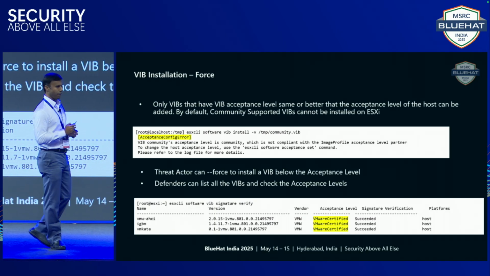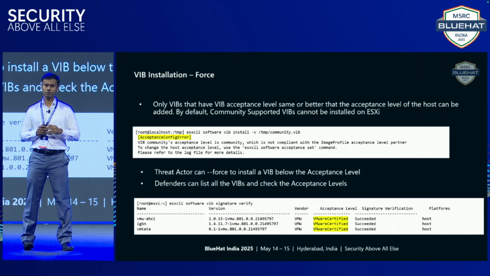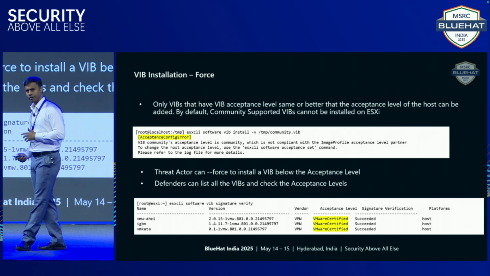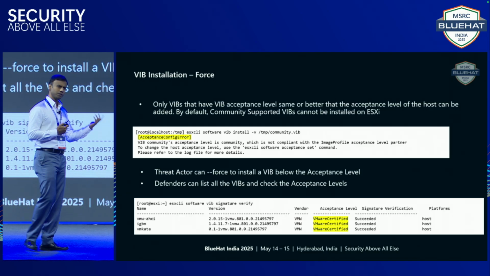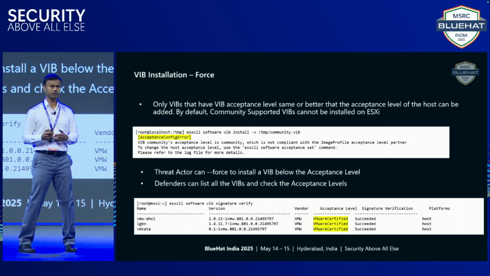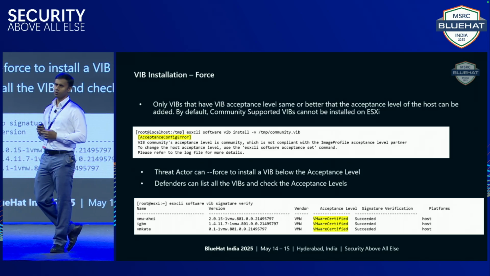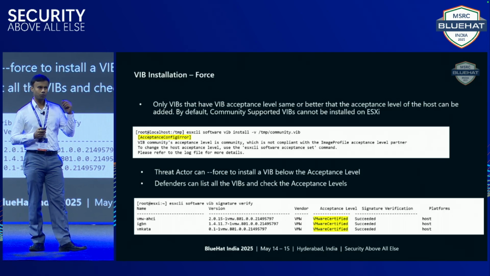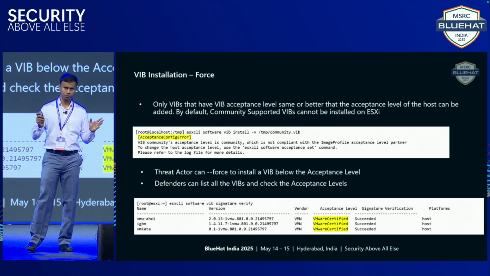So as I referred earlier, partner-supported VIBs are the default minimum acceptance level. So in this default setting, the community-supported VIBs cannot be installed. But however, if a threat actor has administrator permission, they can change the acceptance level and they can install the malicious VIB. Not only that, VMware is also offering you a forceful installation method. So by adding a parameter --force, you can install any type of VIB.